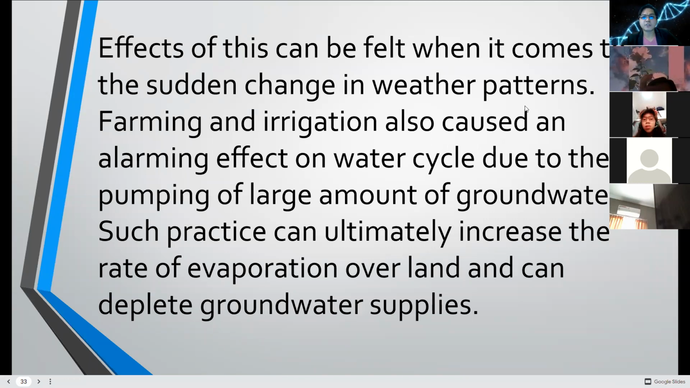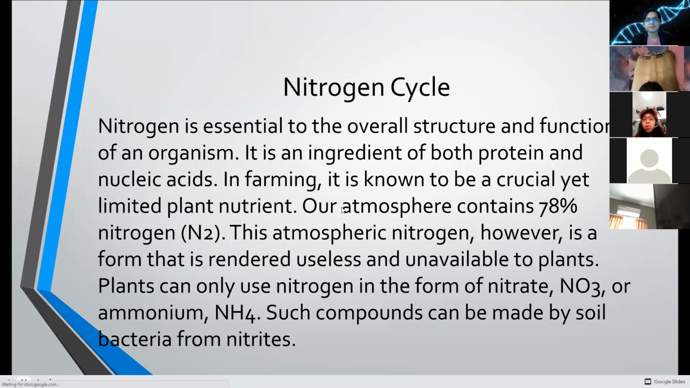Farming and irrigation also cause an alarming effect on the water cycle due to the pumping of large amounts of underground water or water from the ground. Such practice can ultimately increase the rate of evaporation over land and can deplete groundwater supplies. We do also use groundwater, right? Like your pumps, okay? It actually extracts underground water or water from the ground.